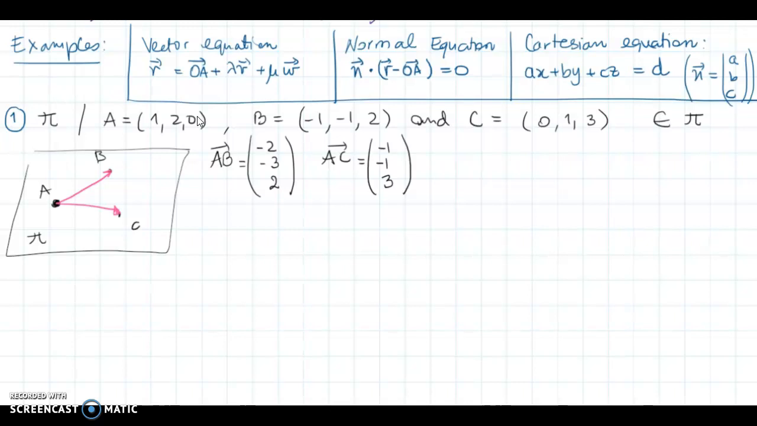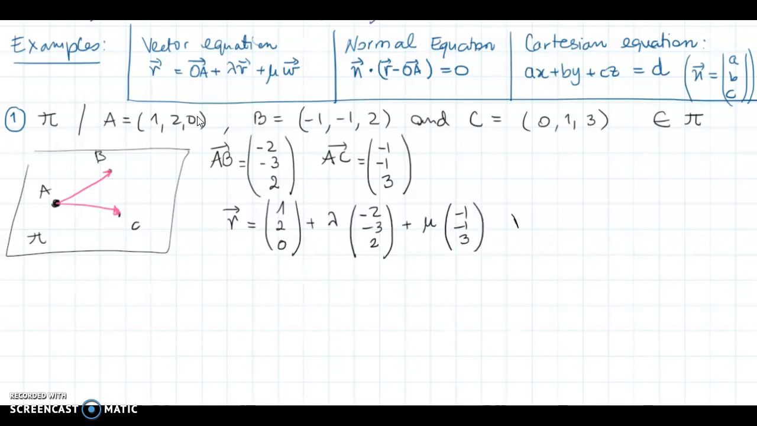So I'm going to write that the position vector of any point on my plane, R, is equal to the position vector for A, which is (1, 2, 0), plus some parameter, for instance call it lambda, times the vector (-2, -3, 2), plus mu times the vector (-1, -1, 3), where lambda and mu are real numbers.